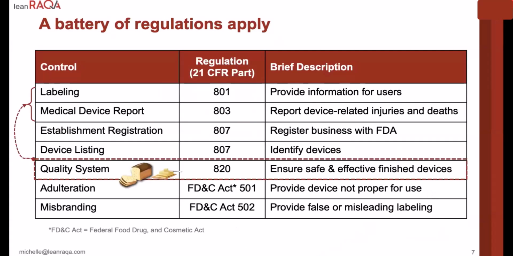So no matter what, a battery of regulations apply. The bread and butter is called the quality system regulation, or 21 CFR 820. These are basically the good manufacturing practices, and these go hand in hand with labeling and medical device reporting. Although all of these technically apply to all your products, this is where the bulk of the work you're going to have to do is coming from these sets of regulations.